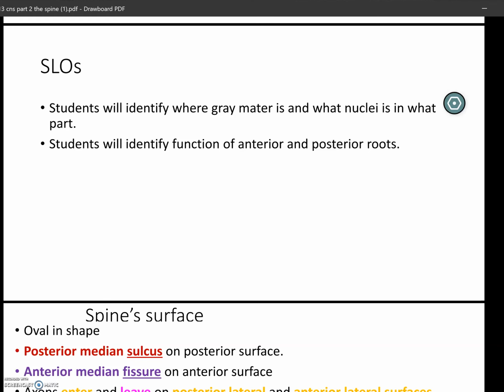Welcome to part two. In part two, we are going to be looking at a cross-section view of the spinal cord. You will identify where the gray matter is and what a nuclei is. You will also identify the function of the anterior and posterior roots.